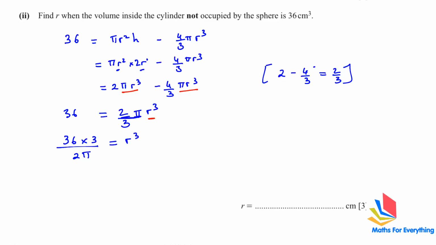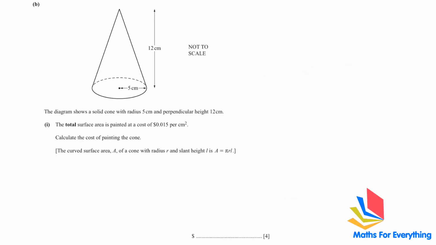The same thing what we did last question. If you have to the power of 3, if I want to move the power to the other side, it's going to be 1 over 3. Now that will give us our radius. And we'll get the answer 2.58. So R is equal to 2.58 centimeter.